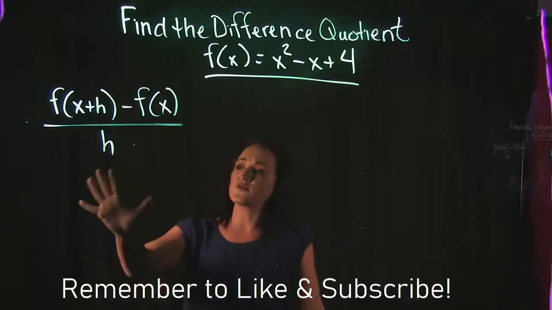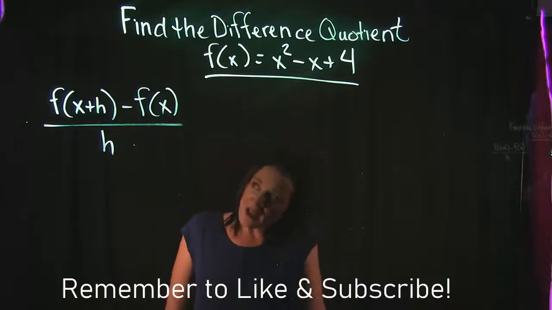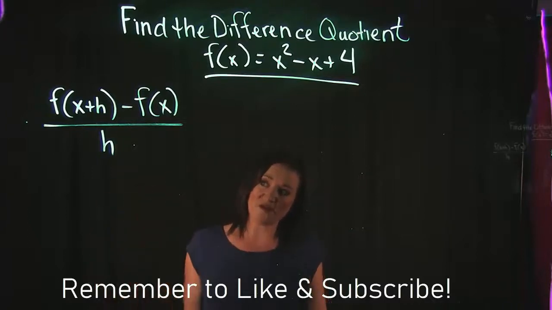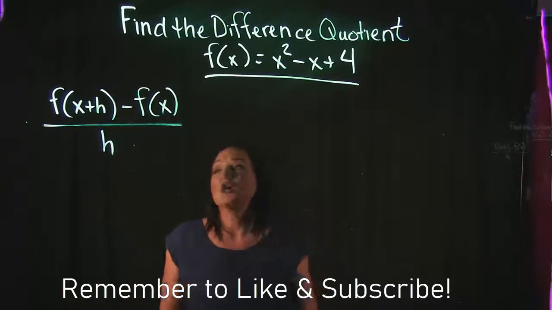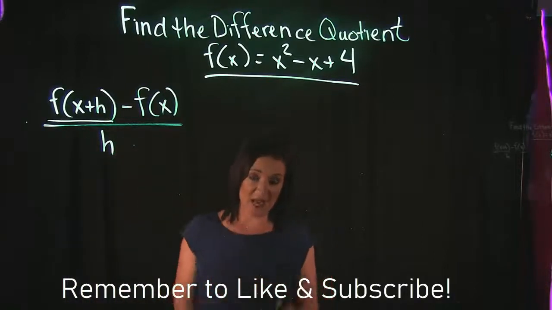Now the formula for the difference quotient is right over here. What we're going to find is f of x plus h, and then we're going to subtract f of x from it, and we're going to divide that all by h. So the first step is to find f of x plus h.